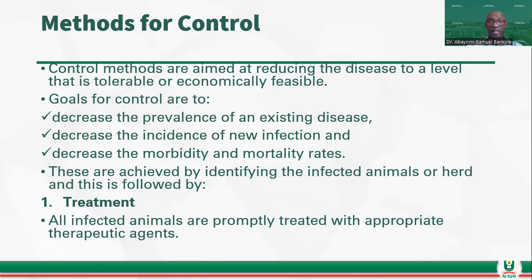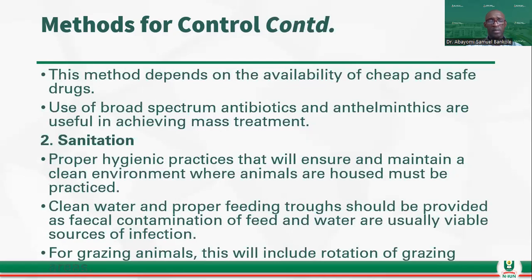Now, these are achieved by identifying infected animals or herds, and this is followed by treatment. So, number one way of control of disease is treatment. All infected animals are promptly treated with appropriate therapeutic agents. Now, this method depends on the availability of cheap and safe drugs. Use of broad-spectrum antibiotics and antihelminthics is useful in achieving mass treatment.